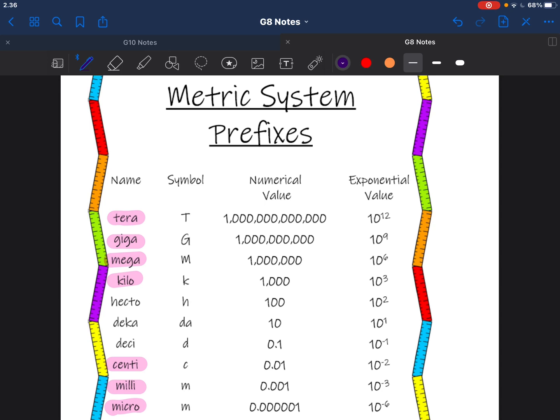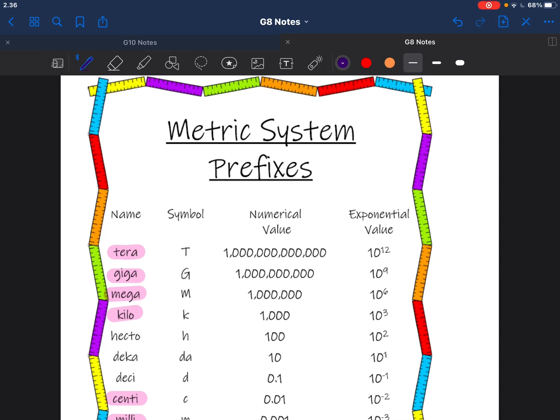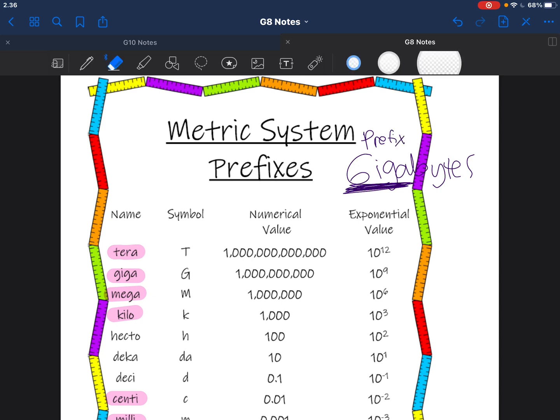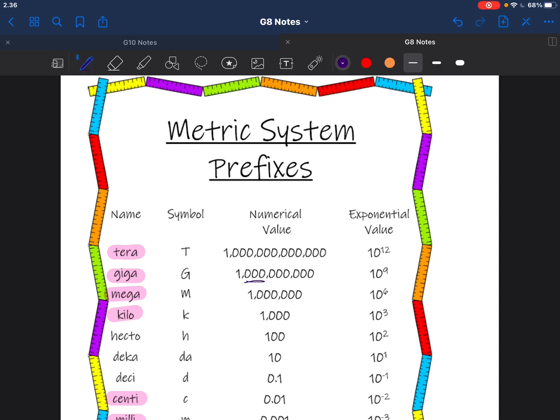Again, the word prefix is just the before of something, right? So in other words, if I say gigabytes, bytes is the first word, this is the prefix. Yeah, you guys should have learned that in English class. But giga here means 10 to the power of 9, which means it is 1 billion. So this is 1,000, this is 1,000,000, this is 1 billion. If someone says 1 gigabyte, that means 1 billion bytes.